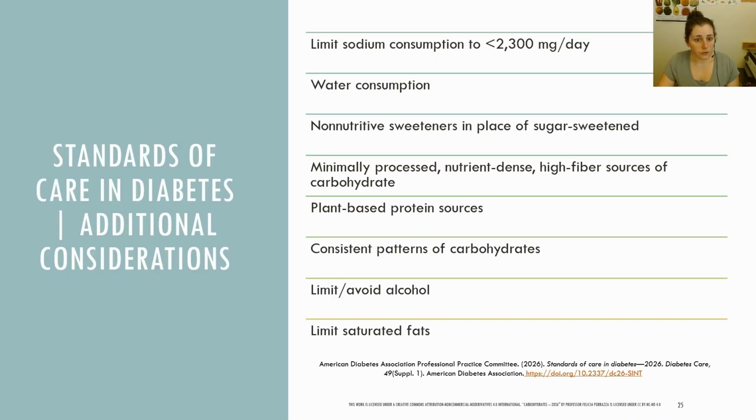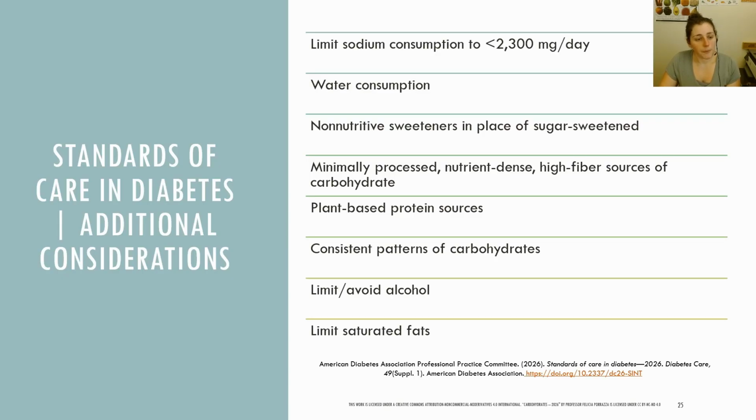Additional considerations include limit sodium consumption to less than 2,300 milligrams a day as clinically appropriate, primarily by reducing processed foods. Aim for water over other beverages. Utilize non-nutritive sweeteners in place of sugar-sweetened ones if consumed in moderation, and then to reduce caloric and carb intake. Emphasize minimally processed, nutrient-dense, high-fiber sources of carbohydrate. Incorporate more plant-based protein sources, nuts, seeds, and legumes as part of an overall diverse eating pattern to reduce cardiovascular disease risk. Aim for a consistent pattern of carbohydrates and monitor carbohydrates.